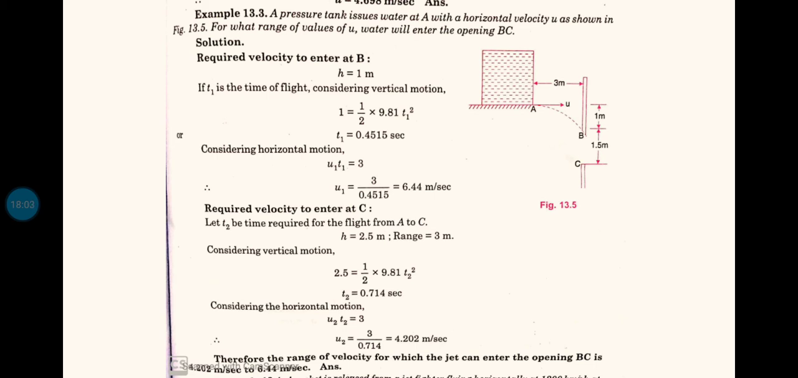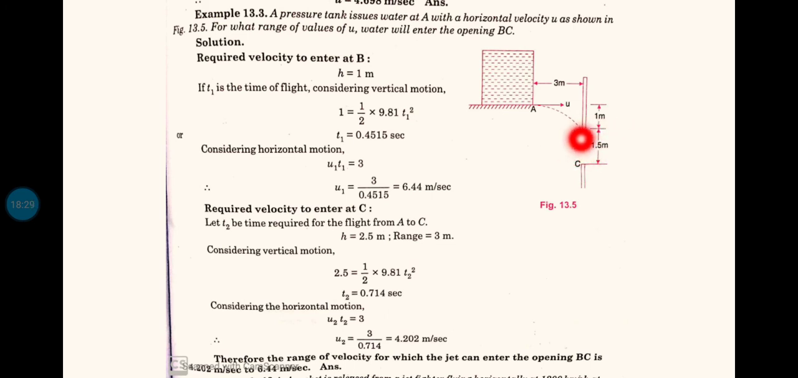So if the water is having a velocity of 6.44 meter per second, then the water will just strike at point B. If the velocity goes on decreasing from 6.44 to 4.20, then once the velocity reaches 4.2, it will be reaching C. So for all the velocities in between 6.44 and 4.2, the water will pass through this opening.